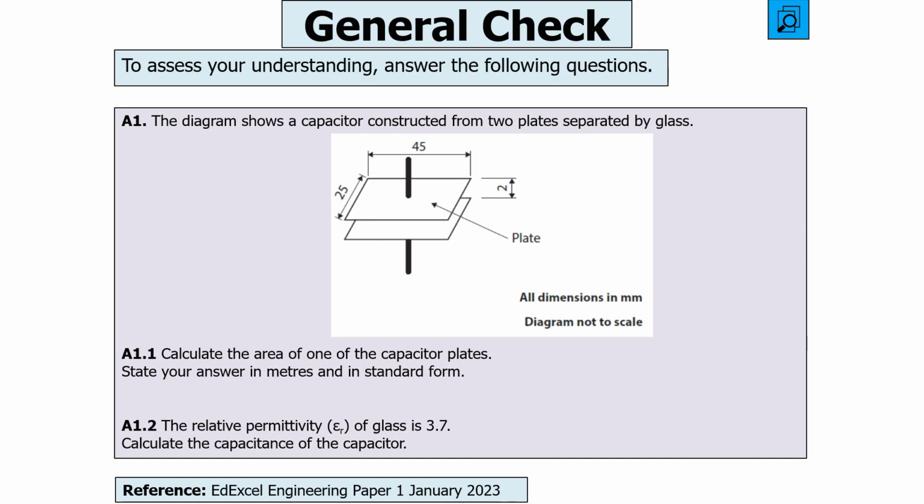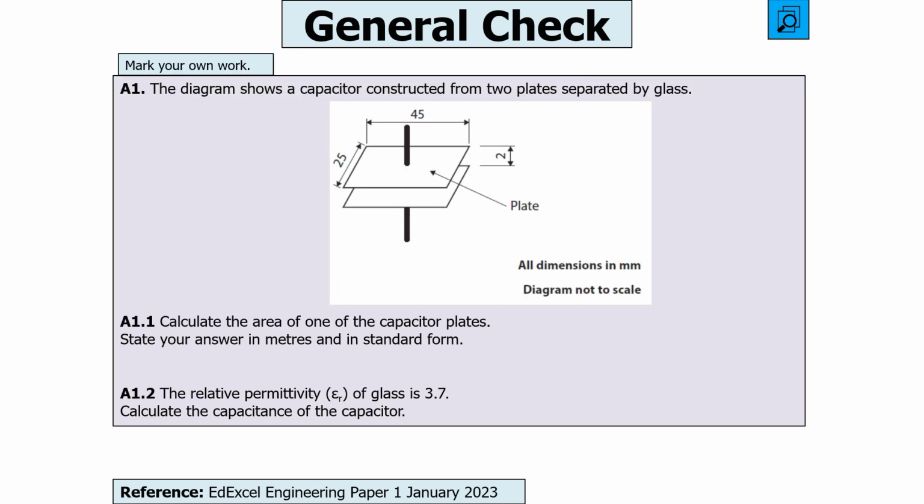The next question says the diagram shows a capacitor constructed from two plates separated by glass. Firstly, calculate the area of one of the capacitor plates, state your answers in meters and then in standard form, and then, given the relative permittivity of glass is 3.7, calculate the capacitance of the capacitor. So pause the video now, then unpause the video when you want to go through your answer.